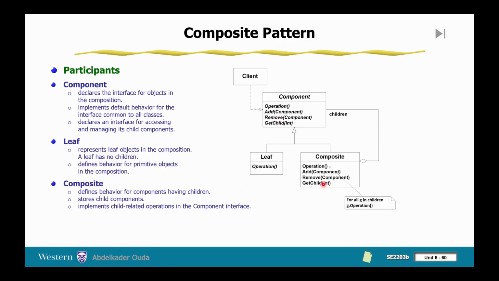And the composite should also provide a method like add or remove to the collection, and also give the opportunity to retrieve any random element of that collection. And the client should call one interface to achieve the task by calling the operation methods.